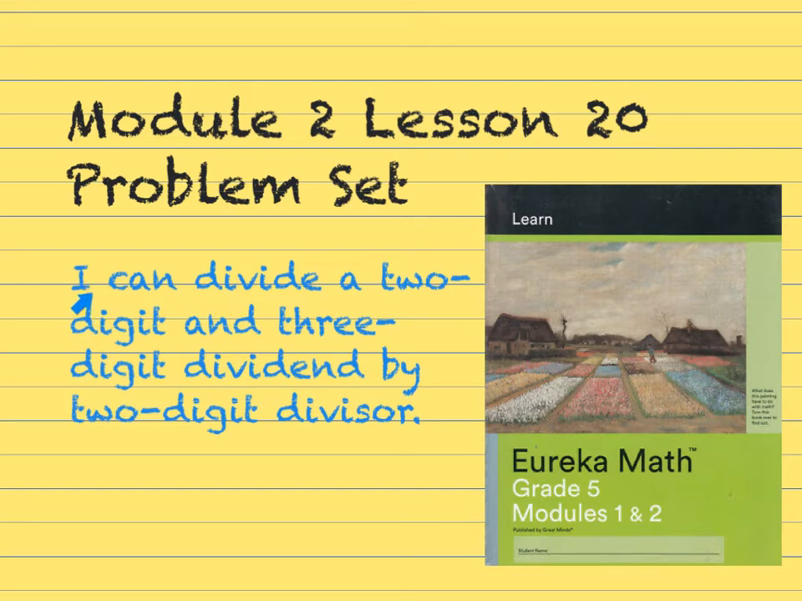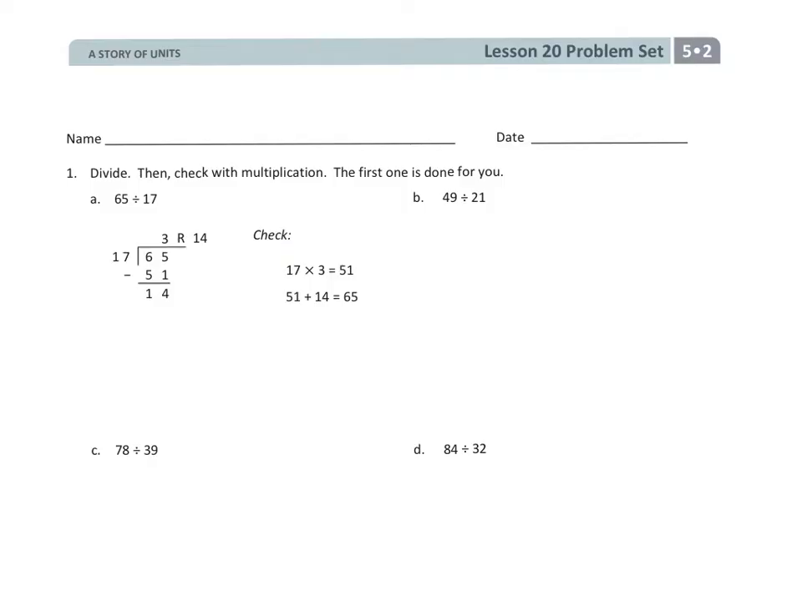Your objective is you're going to be able to divide a 2 digit and a 3 digit dividend by 2 digit divisors. So let's get started with the first problem, lesson 20. All right, our first job is to make sure that we know exactly what we're needing to do to complete these problems. So read the directions.